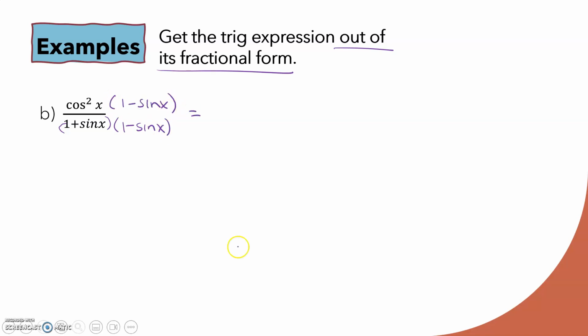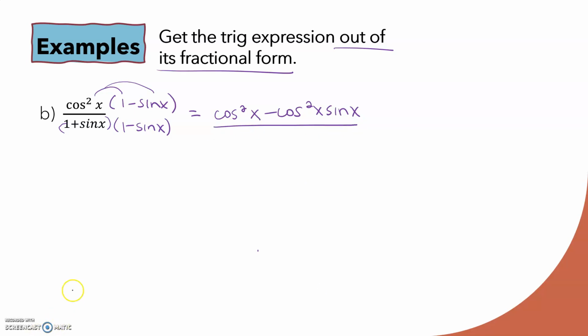On the top, I'm going to distribute. Now, you might be able to simplify this without distributing. I personally just like to, so it's just a personal preference, but you might be able to simplify it without distributing and keeping those separate. But I'm going to multiply cosine squared of x to both the 1 and the minus sine of x. And then on the bottom, we've seen this a couple times now. 1 plus sine of x times 1 minus sine of x is 1 minus sine squared of x.